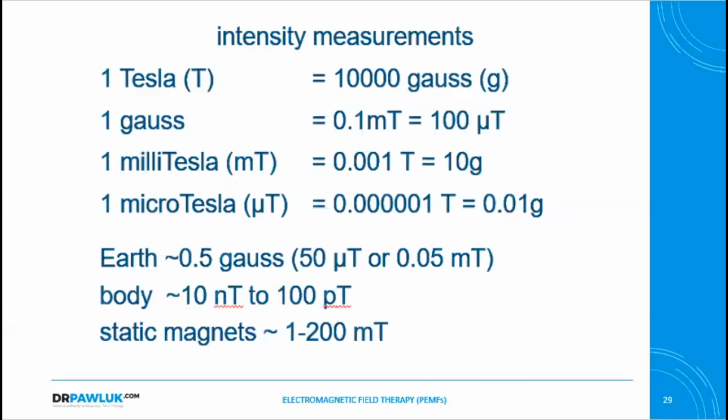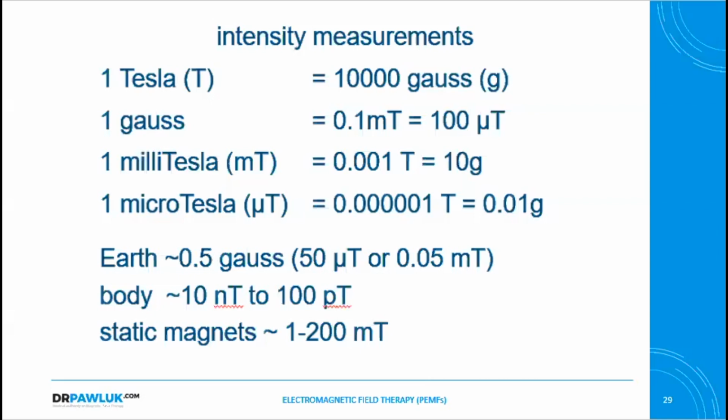This slide is busy, but it tells you what the intensity measurements are. 1 Tesla, and Teslas are typically measured for MRI machines, which are extremely high intensity, equals 10,000 Gauss. 1 Gauss is 0.1 millitesla, or 100 microtesla. 1 millitesla is 0.001 Tesla, and 1 millitesla equals 10 Gauss. 1 microtesla equals about 0.01 Gauss. It's a very tiny fraction of a Tesla, basically a millionth of a Tesla.